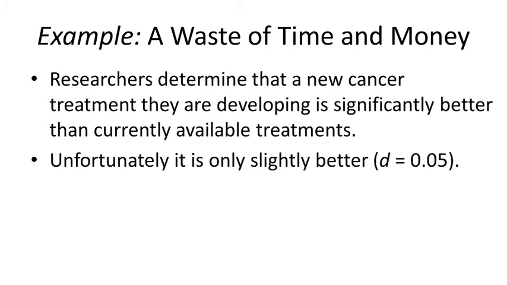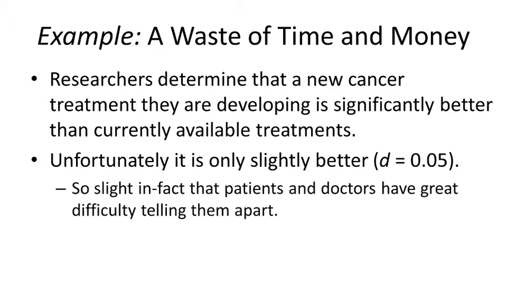So you verified that your treatment is better, but it's only slightly better. Like you get a Cohen's d score of 0.05. What this means is that the improvement is so slight that it's quite likely that nobody will even notice. Like if you just swap the treatments and you didn't tell anybody, probably no one would ever notice.